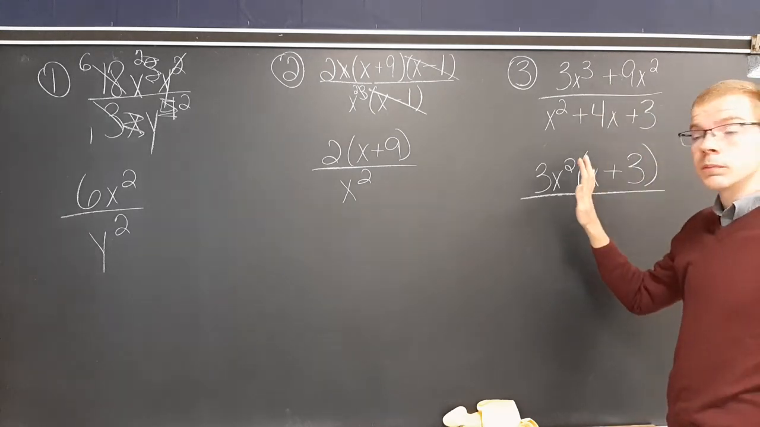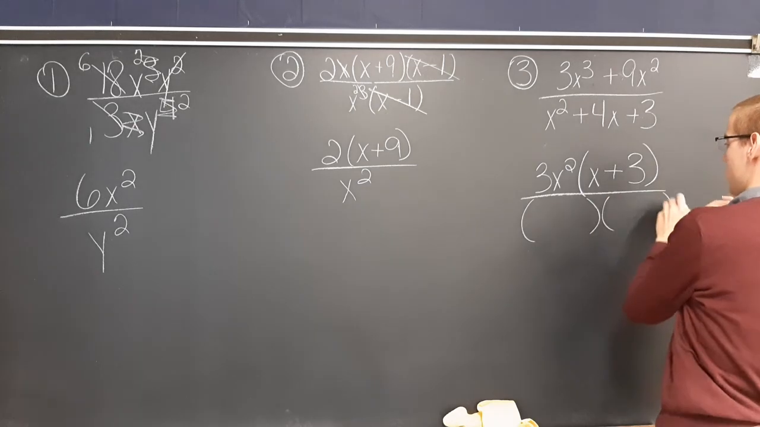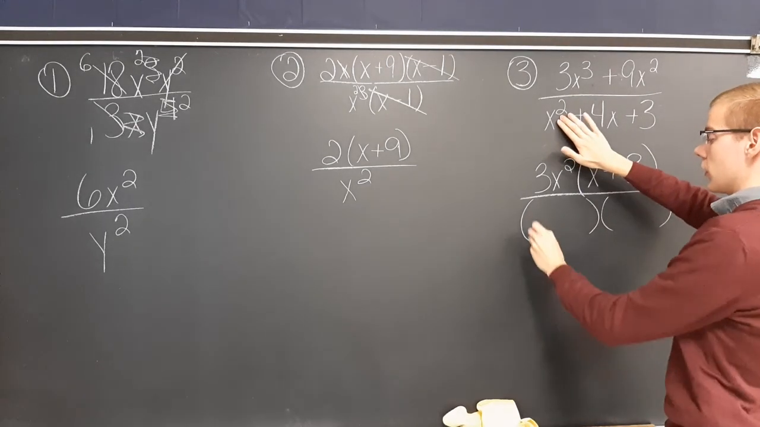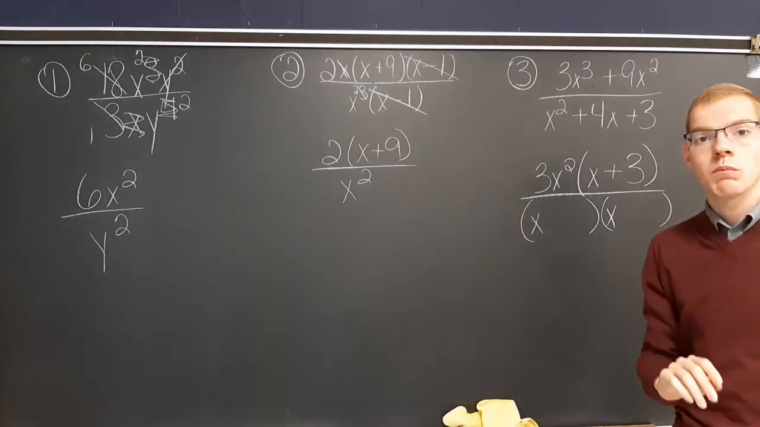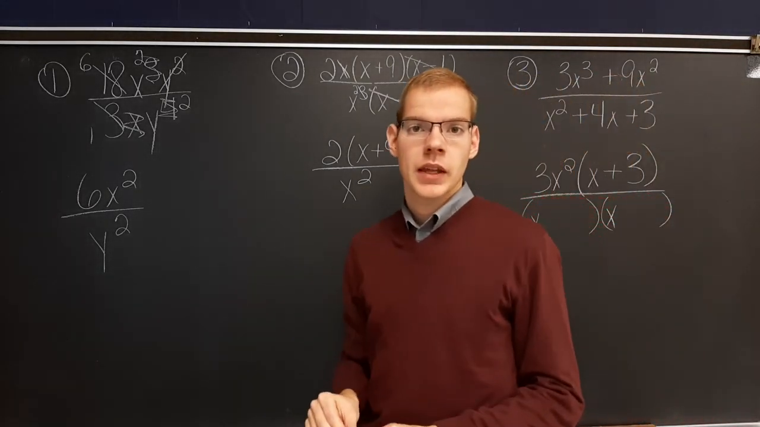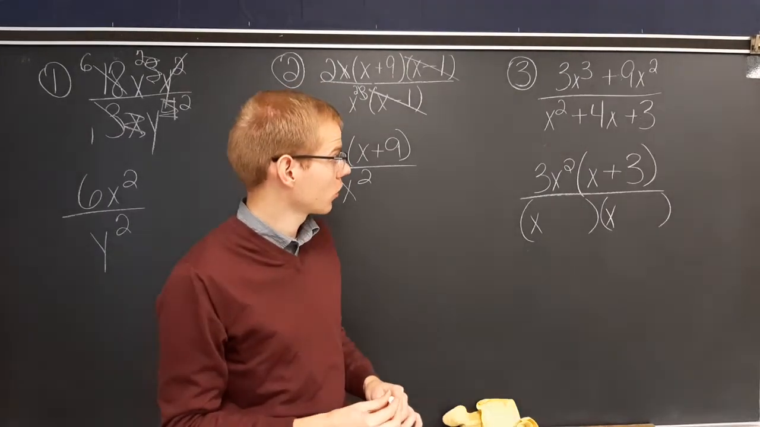Now for the bottom, we do the factoring. Find the square root of this, which is x. And now, what 2 numbers can we multiply to get 3 and add or subtract to get 1? No, to get 4.